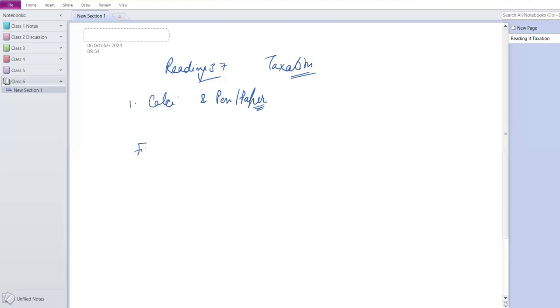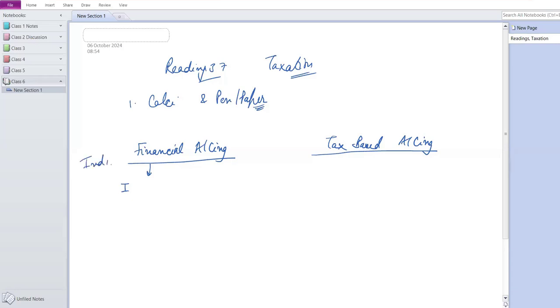Have you heard that there are two types of carrying, that is, calculating the value of any asset? One is financial accounting and the other is tax-based accounting. In financial accounting, if we take the case of India, all the rules are usually framed for Ind AS. In India, it's Ind AS which is applied.